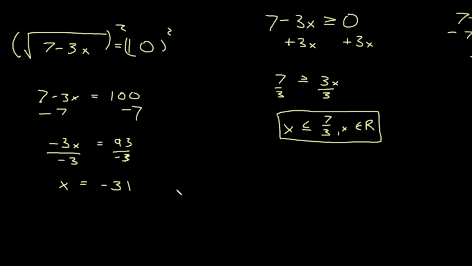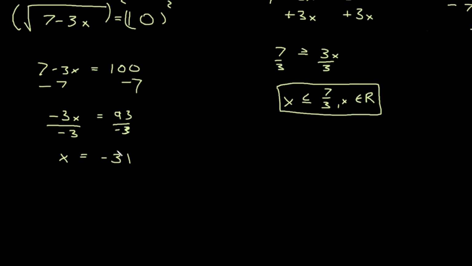Awesome. So let's see if it fits our restriction. Negative 31 is less than 7 over 3 since it's a negative and 7 over 3 is positive. Now let's see if it fits back into our original equation. So we have root 7 minus 3 times negative 31 is equal to 10, right?